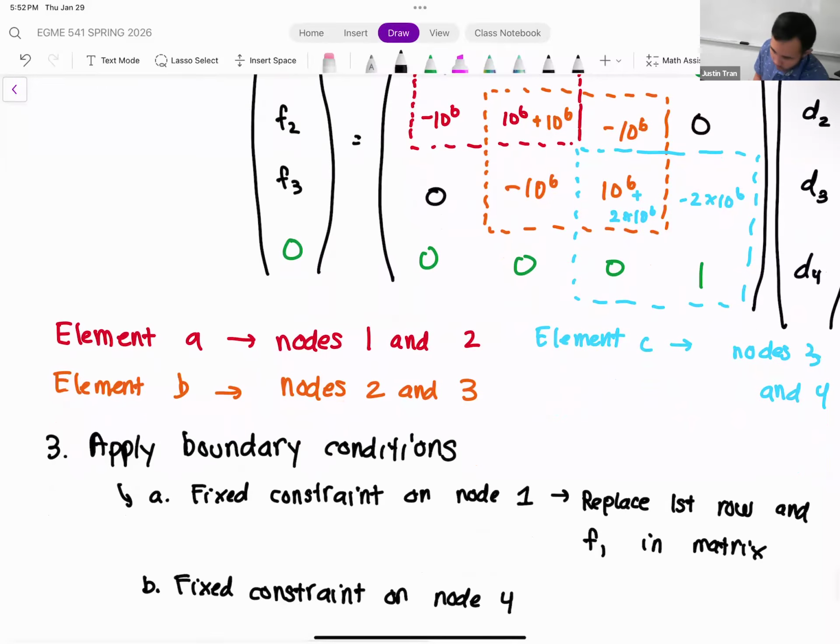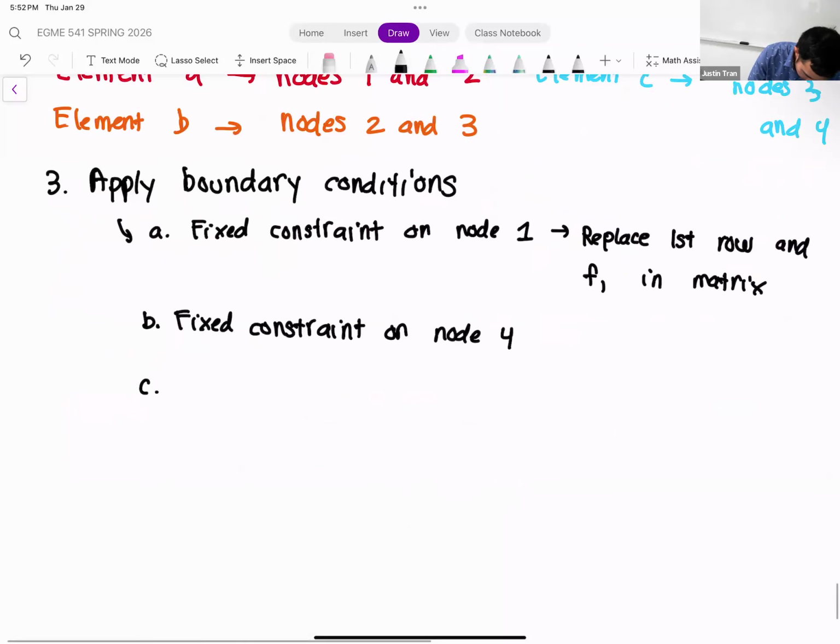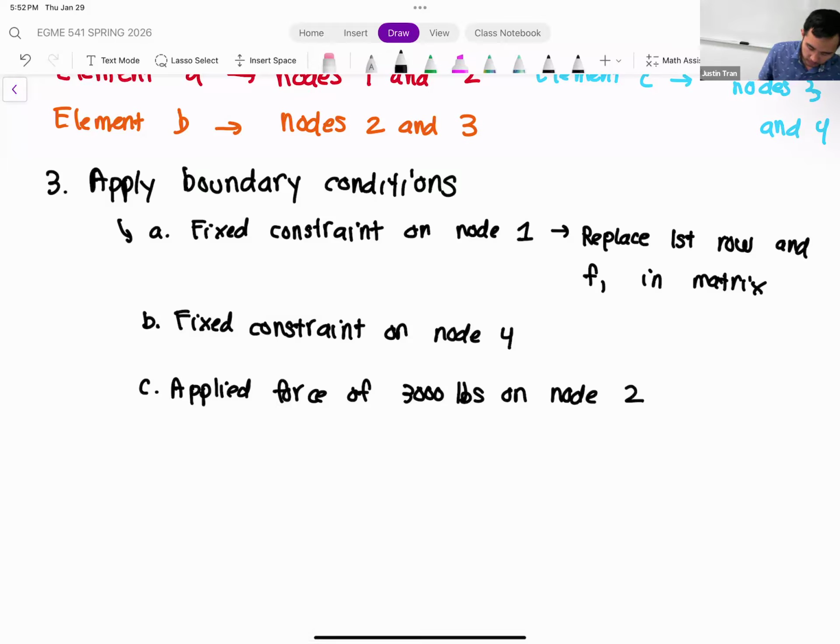The last one that we need is our applied force on node 2. So here we have a very simple Neumann boundary condition. We have a force that's being applied in the positive x direction. And so all we have to do to apply this is replace F2 with 3000.